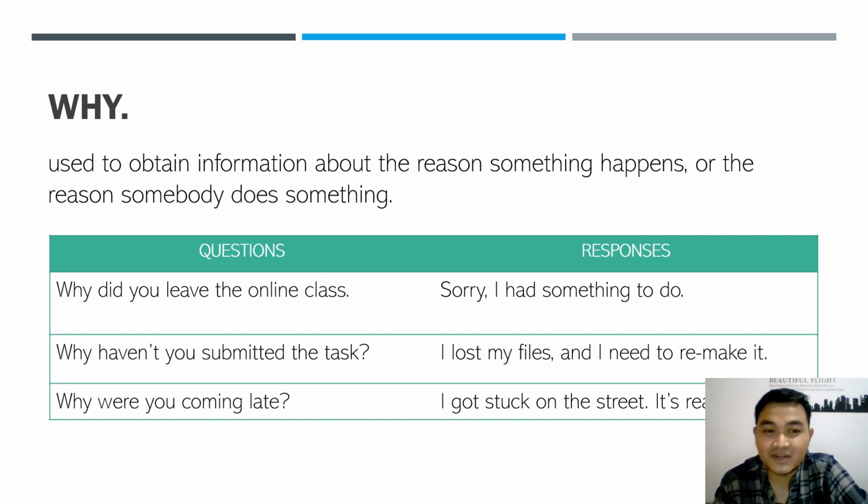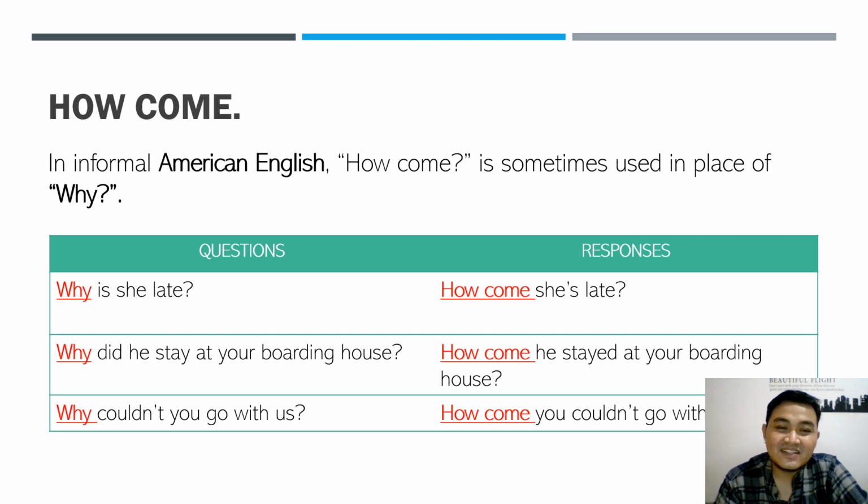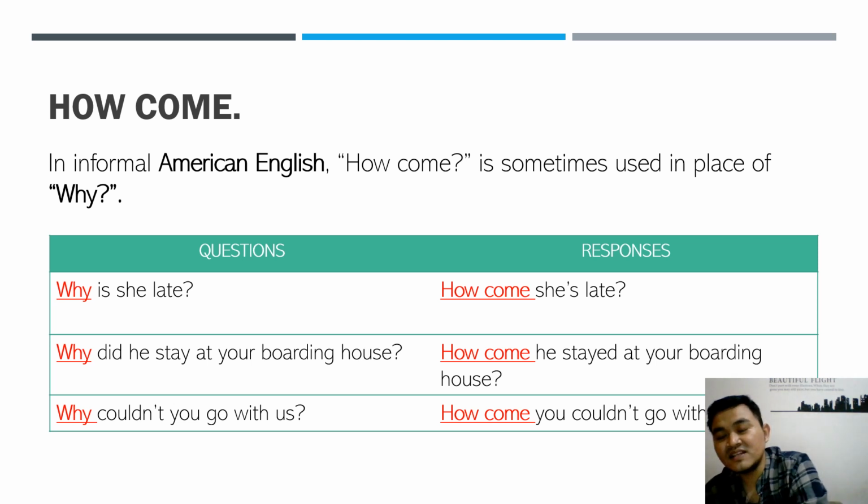So you use why. And then how come, here in informal American English, you can use how come to replace why. For example, here: why is she late? You can just say how come she's late. Why did he stay at the boarding house? How come he stayed? So just replace why with how come in informal American English.